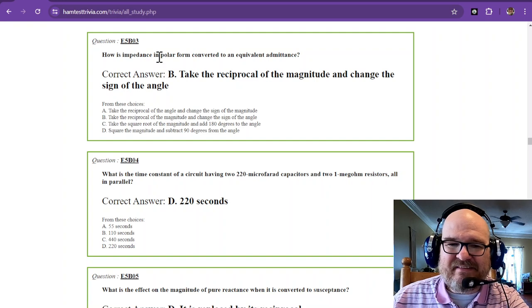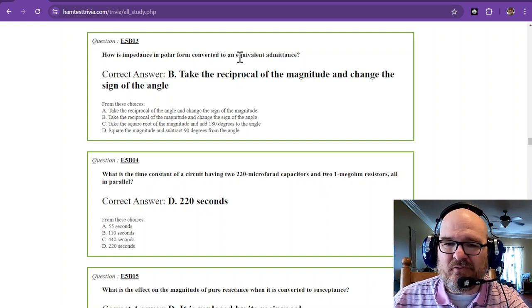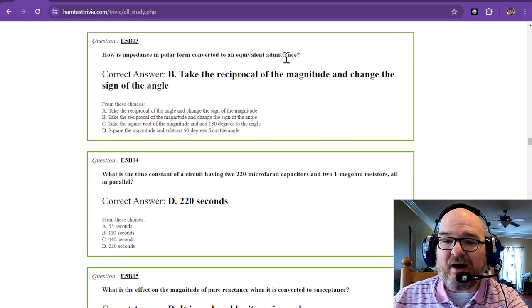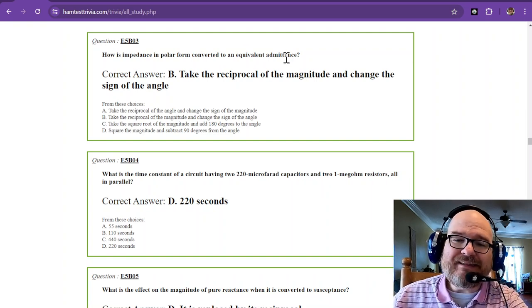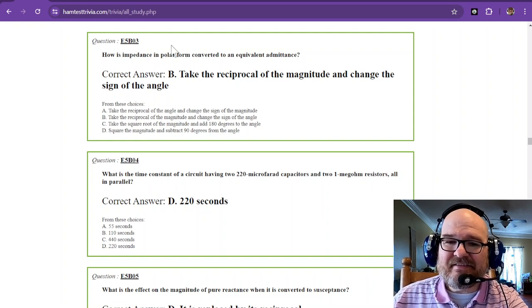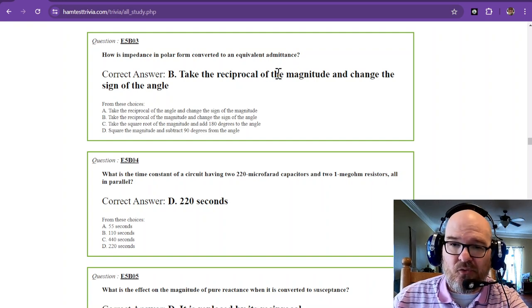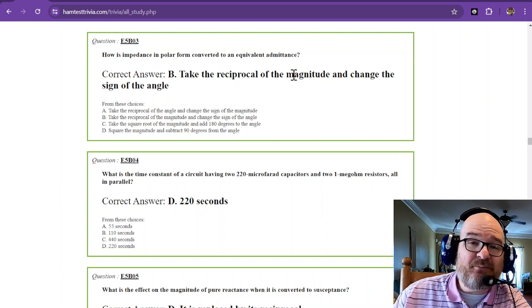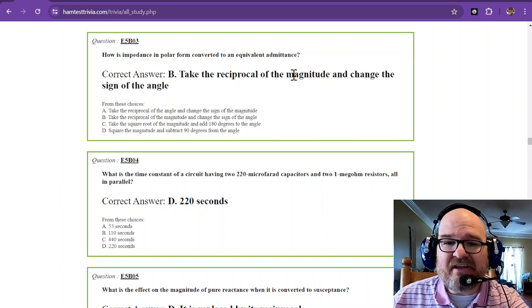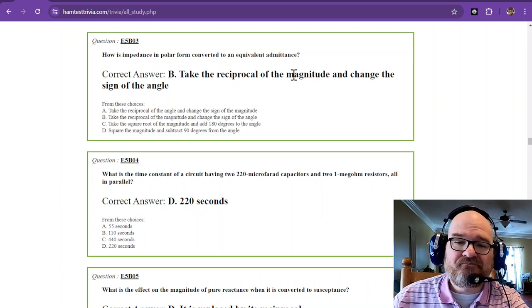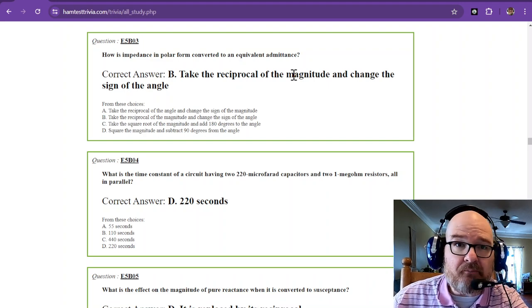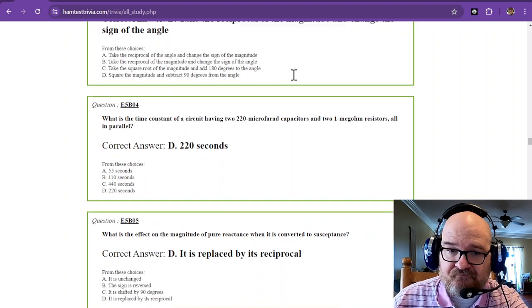How is impedance in polar form converted to an equivalent admittance? Now, we're talking about another reciprocal. I did not show you this one, but impedance is converted to admittance by taking the reciprocal of the magnitude, or the reciprocal of what the impedance is, and then changing the sign of the angle. Just remember that one.